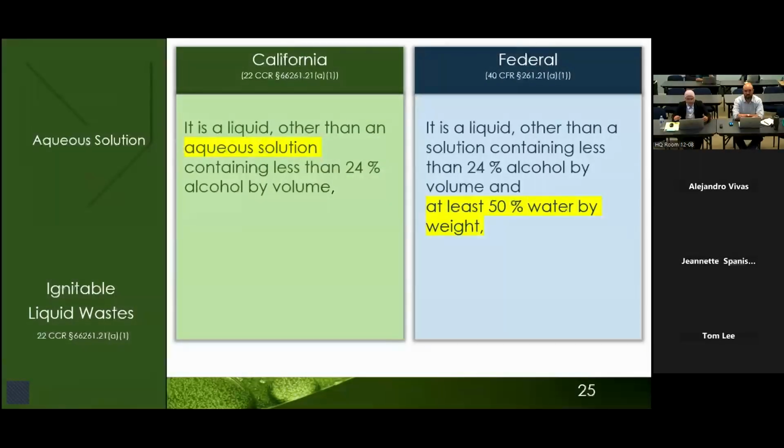Following our review, before we go further in defining the term aqueous solutions, let's see first how it's stated differently in California and federal regulations. The differences are highlighted in yellow. California regulations refer to aqueous solution, while federal regulations specify a water content of at least 50% water by weight. Now, what exactly is an aqueous solution? And why does it matter whether we specify it as a percentage or not? In the next part, we will dive into the context and explore how it impacts the criteria.